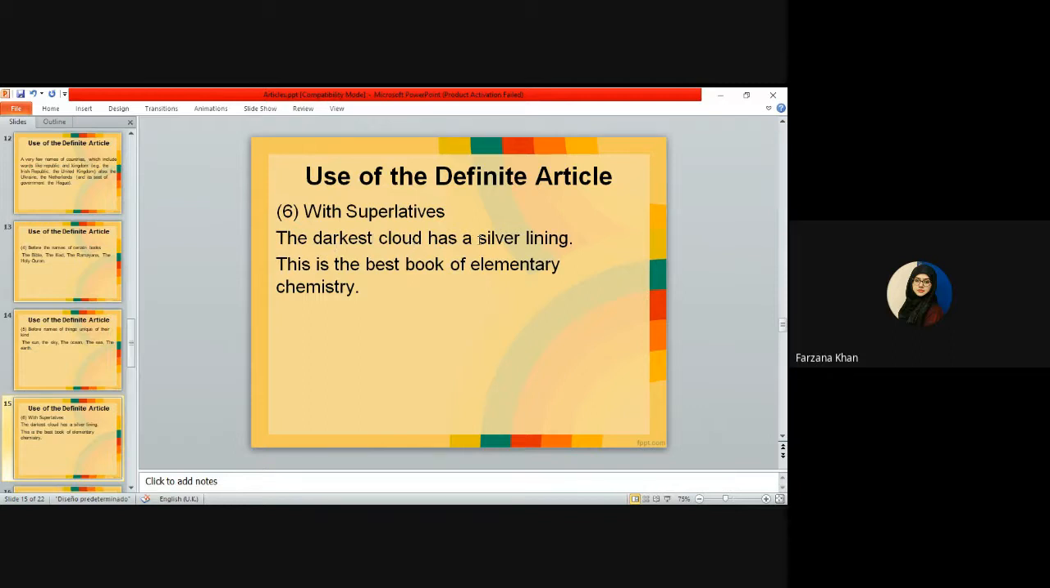The darkest cloud has a silver lining. This is the best book of elementary chemistry. You can simply say the most intelligent student, the greatest person, the sweetest thing. So whenever you use a superlative, it always requires a definite article.